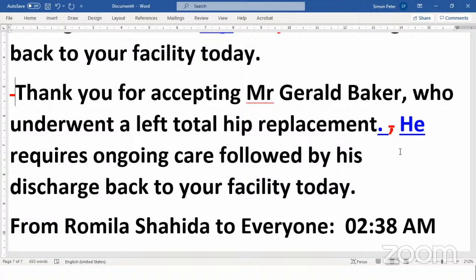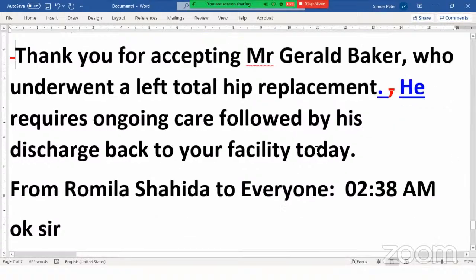That's the point there. When you are using "I", then you have to use "for". When you use Mr. Gerald Baker, then you use "who". So he means Gerald Baker. So we are using "requires". Ongoing care, followed by the same thing. Following is discharge back to your facility.